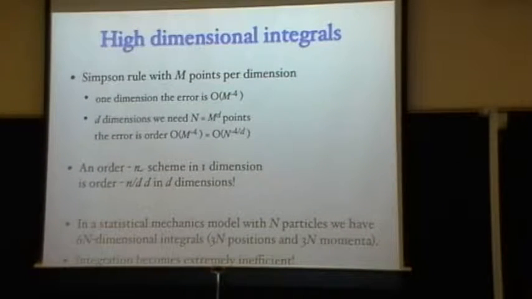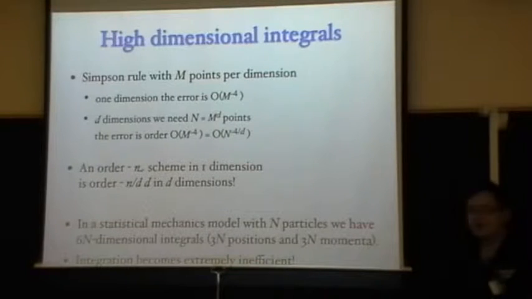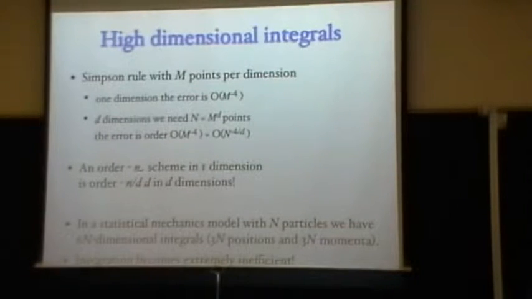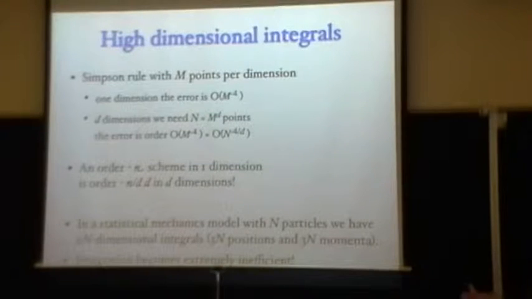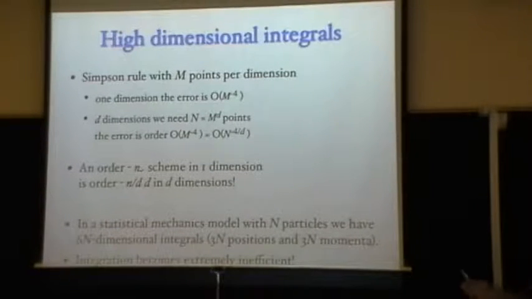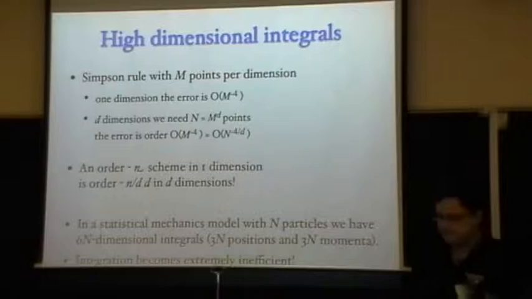So the scaling with the number of points goes like n to the power of minus 4 divided by the dimension. And so for the phase space, you have the integral with a million particles, where we have 6 million dimensions. Convergence is extremely slow, and essentially integration with a fixed mesh stops working.